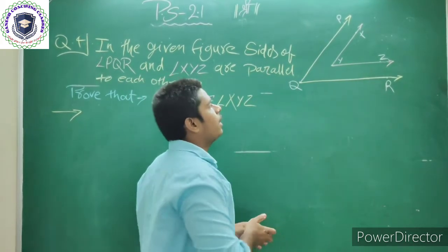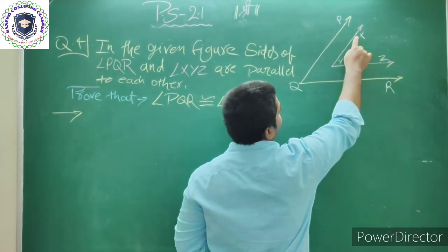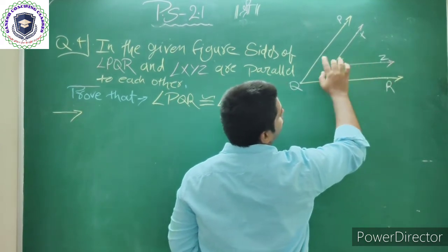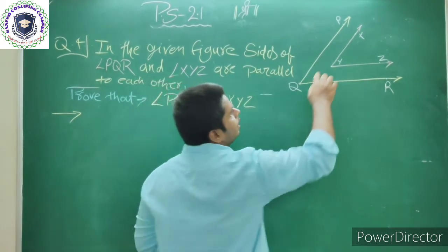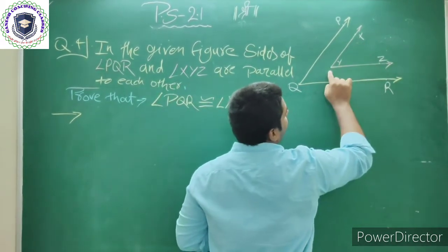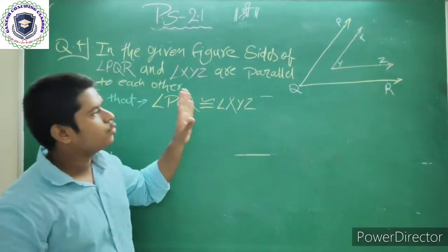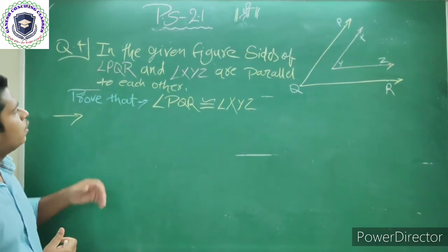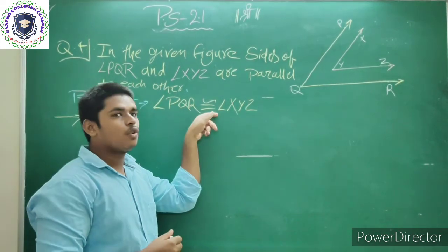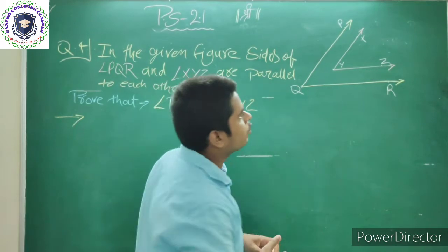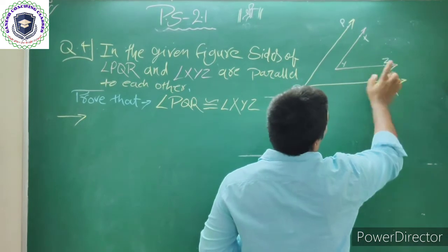What does it mean? That side of the first angle, that is PQ and QR, and side of the other angle, that is XY and YZ, these two sides of these two angles are parallel to each other, means that PQ is parallel to XY and QR is parallel to YZ. These are the sides of these two angles. So here we have to prove that angle PQR is congruent to angle XYZ.